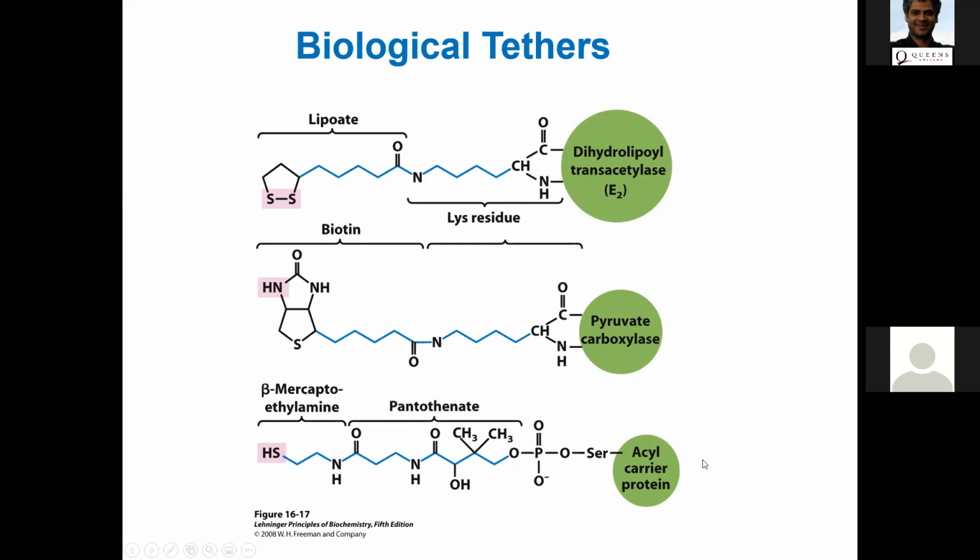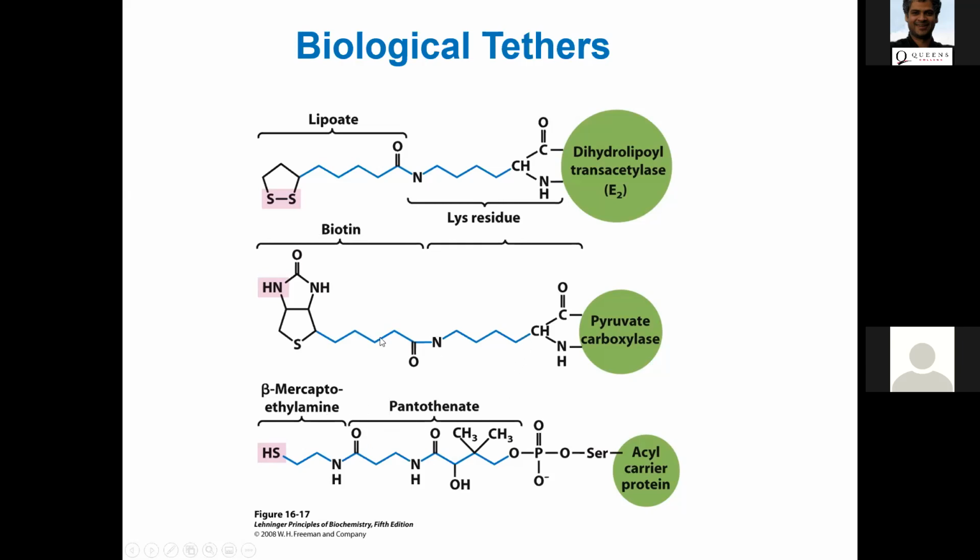And then you also have acyl carrier proteins. These are a very important group of proteins. They actually are carriers of acyl intermediates and they are involved in fatty acid biosynthesis. And you can see the cofactor here is beta-mercaptoethylamine that is covalently linked to pantothenic acid, right?